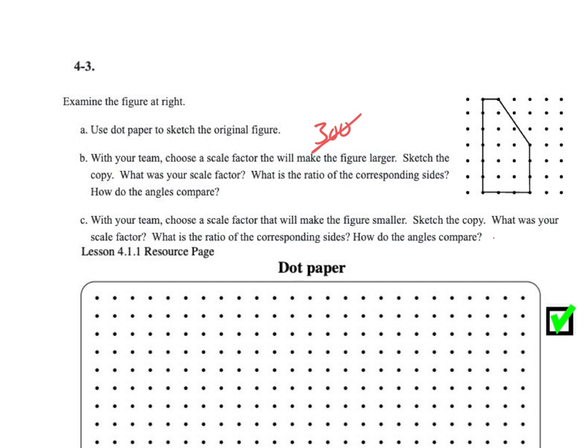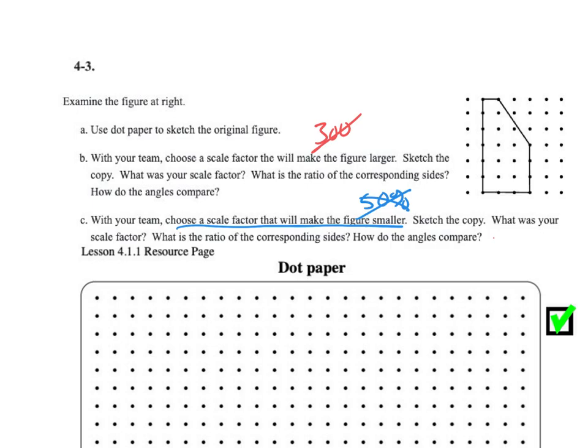And then your second piece here is with your team, you're going to choose a scale factor that'll make it smaller. Same type of thing here. Don't use that 50% one because we've already done that one. Choose something else and create your figures. And then go from there. And that should be everything that I've got for you for today.